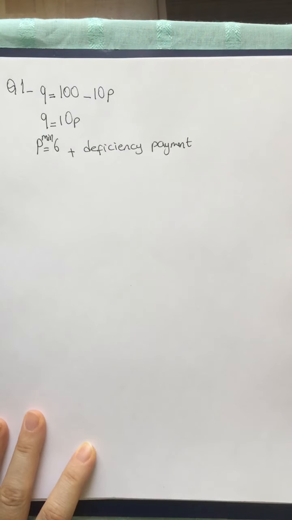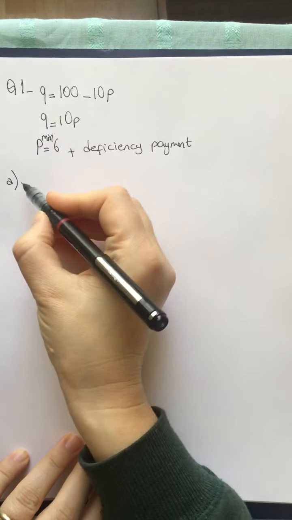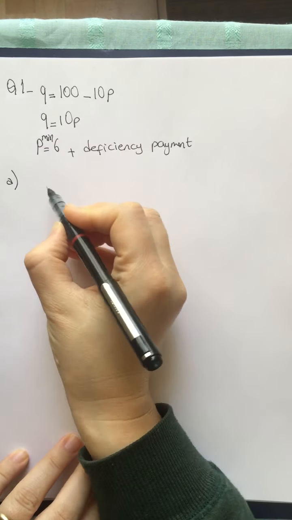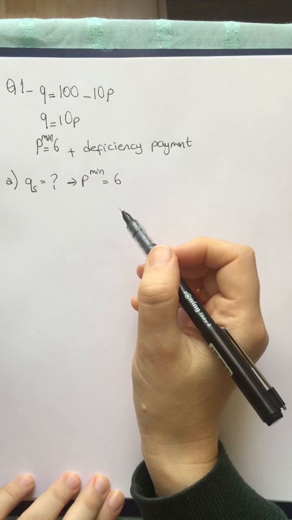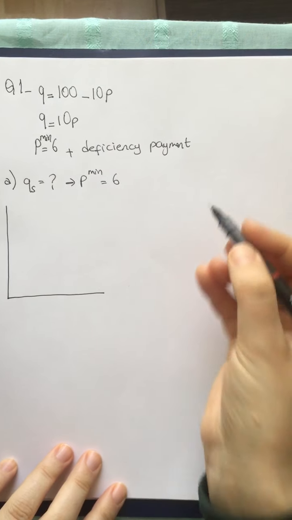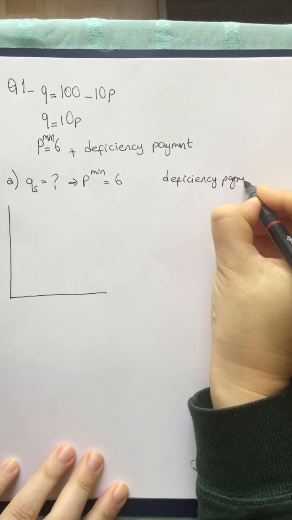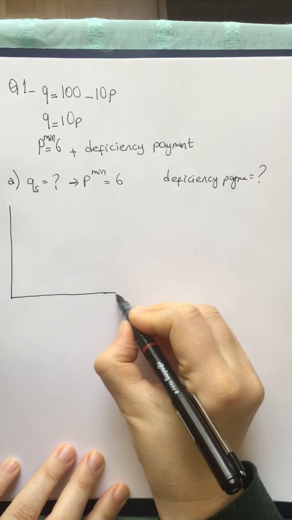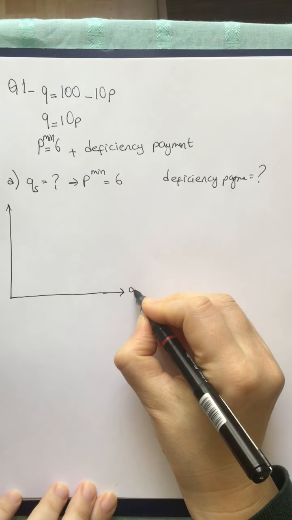And question A asks, what is the quantity supplied, the price that clears the market, and the deficiency payment? What is the quantity supplied while P minimum is 6? And also it is asked the deficiency payment of the government. So let's start with drawing the supply and demand here.